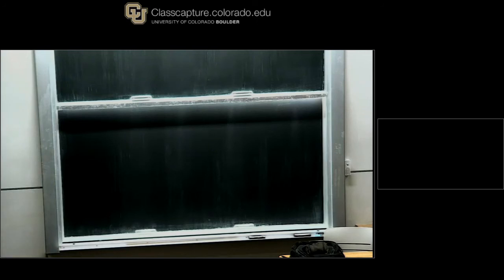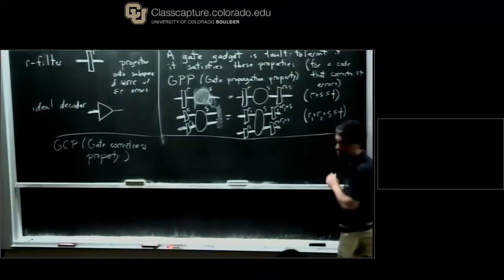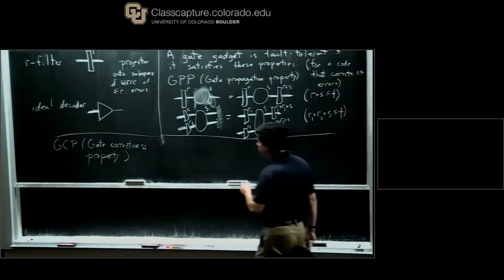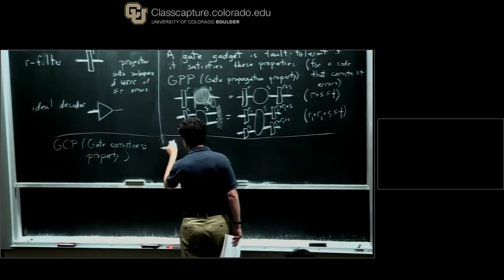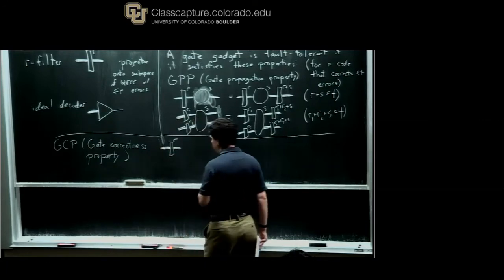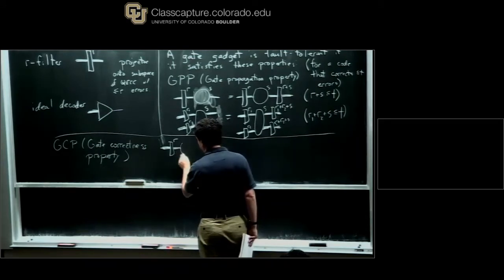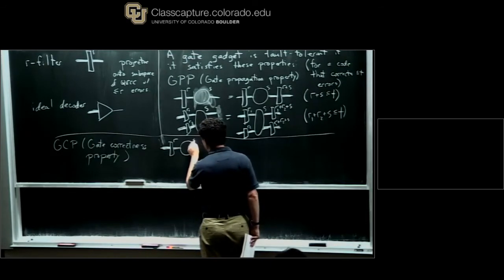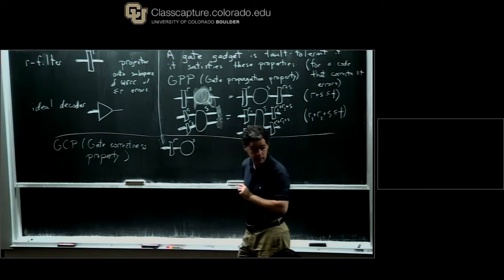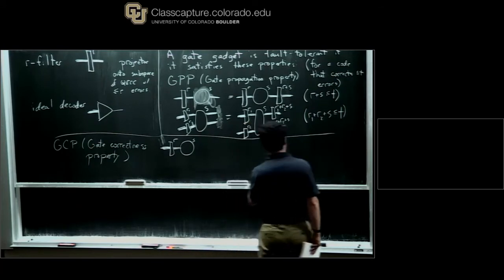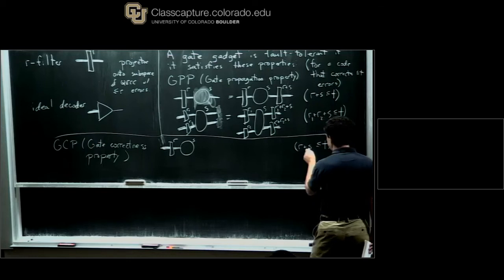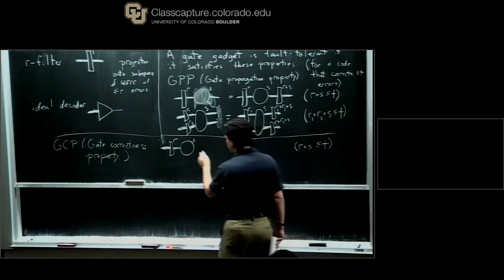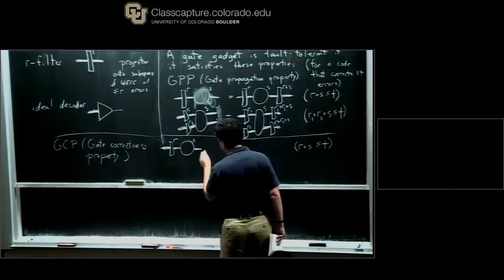And so again, we're going to do this with the assumption that there's not too many errors in here. So we're going to have to do that by saying that the incoming state has at most R errors. It passes an R filter. And then we have the gate gadget that has at most S faults. And we're going to again assume here that R plus S is less than or equal to T. And we're going to follow this by an ideal decoder.